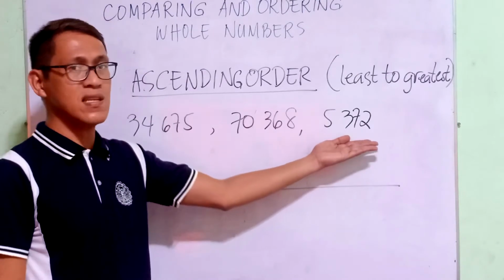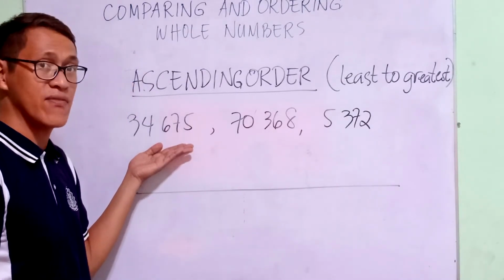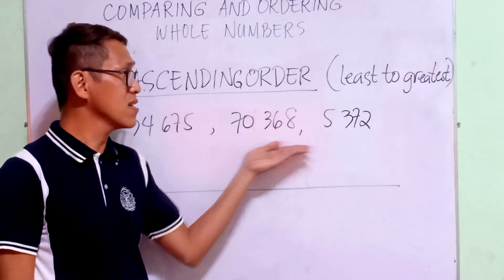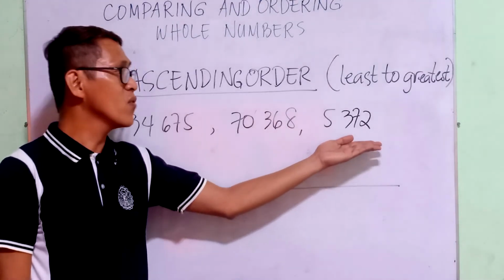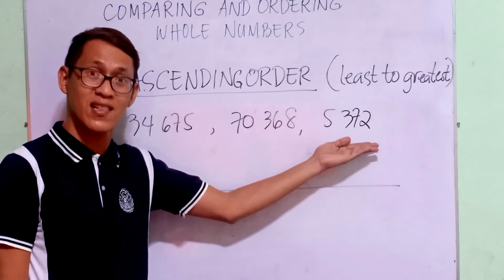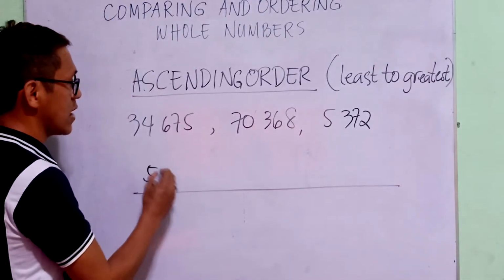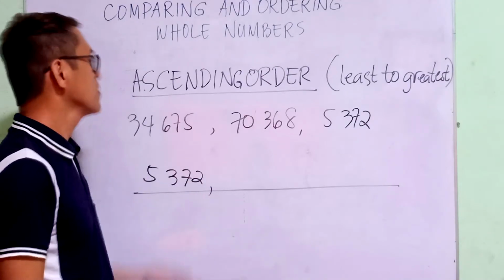If you notice, this number has 4 digits, while this number has 5 digits, and so with this has 5 digits. So we can say, since this number has only 4 digits, we can say that this number is the least among the 3. So we will write 5,372 as the least number.